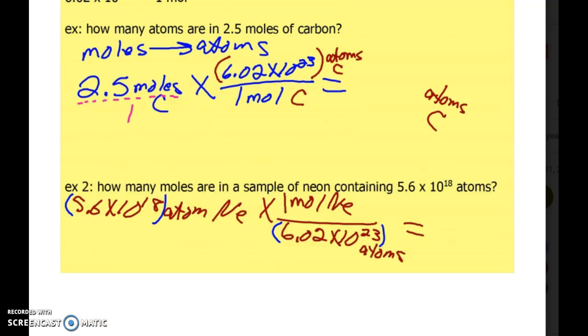Here's another example. Please write these down so you have some reference, and there are lots of examples in your book too. If I want to know how many moles are in a sample of neon containing 5.6 times 10 to the 18th atoms, now I'm going from atoms to moles. I start with 5.6 times 10 to the 18th atoms of neon, and then my conversion factor is going to be moles on top and atoms on the bottom. Again, make sure that you're putting parentheses around these scientific notation numbers.